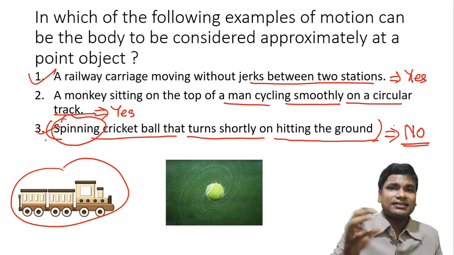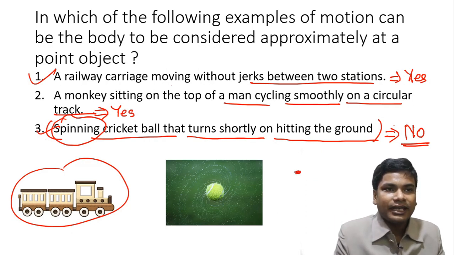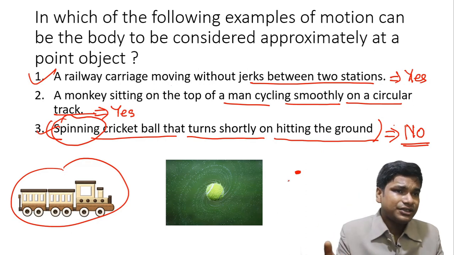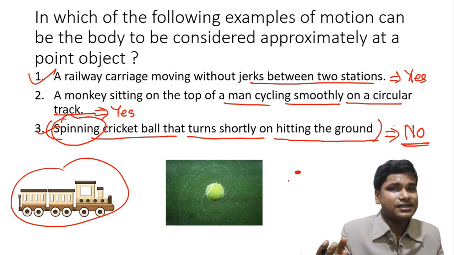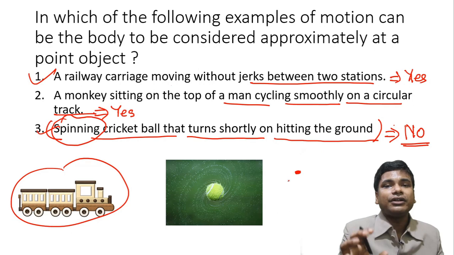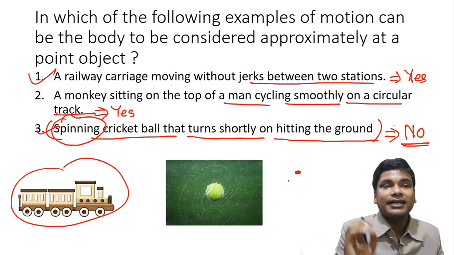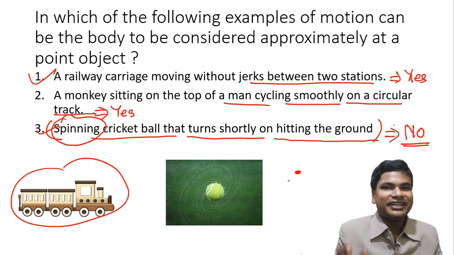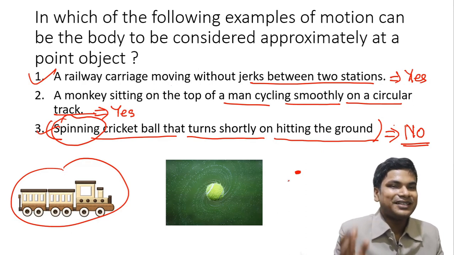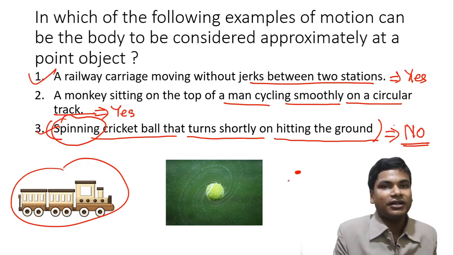So as long as the spinning motion is concerned, for a point, is there any dimension, that means length, breadth or anything else? No. So how can a point have a spinning motion? Isn't that true? So a point cannot have a spinning motion. So if a spinning cricket ball is mentioned over there, I cannot consider the motion of the cricket ball to be a point mass.